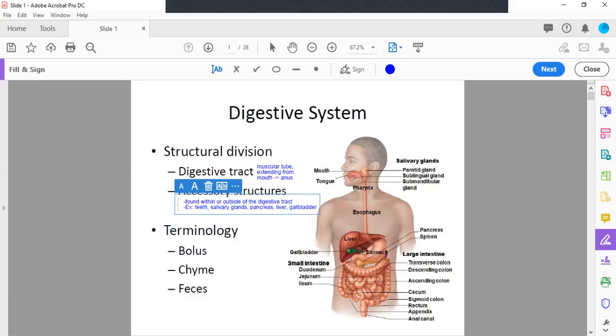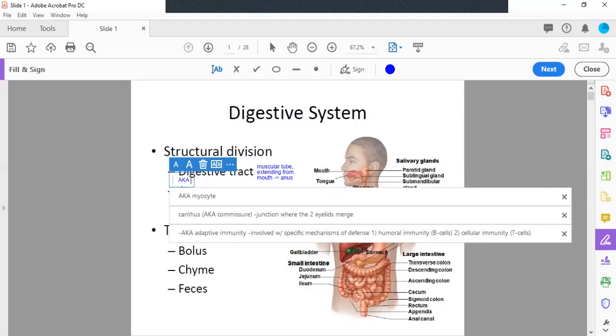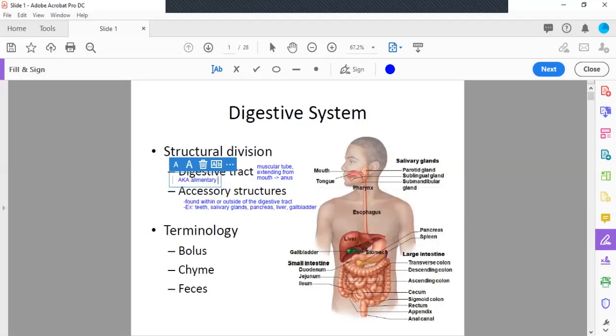Now, the next question we want to ask is, what exactly is the function or functions of the digestive tract? By the way, before I go on, the digestive tract has different names, also known as the alimentary canal or GI tract. When you see the word GI tract, G is for gastro, I is for intestinal tract.